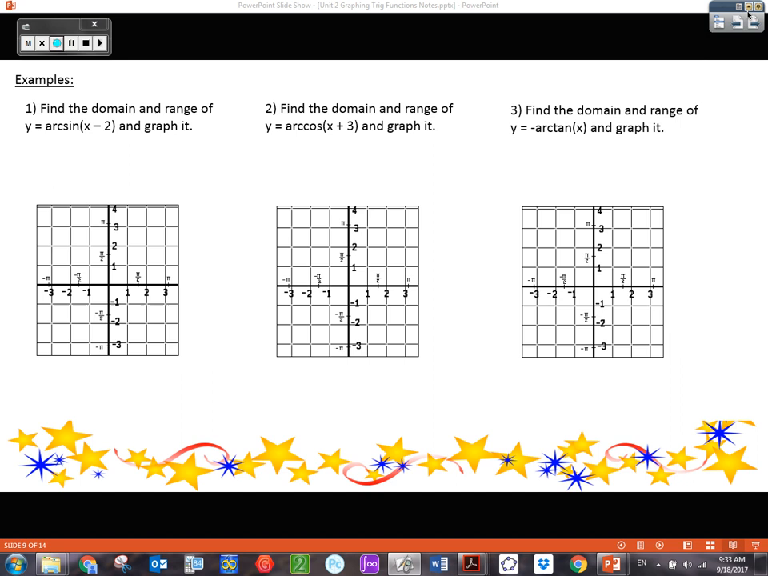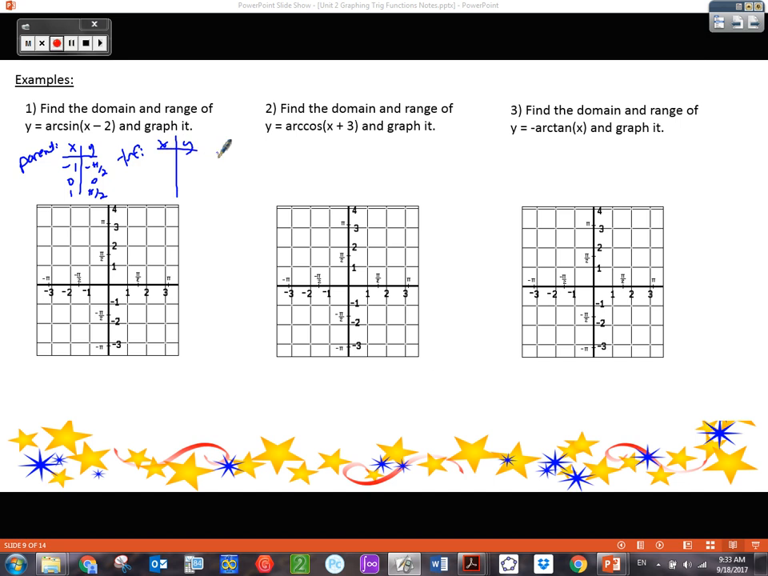We're asked to find the domain and range and graph arcsine of x minus 2. So I'm going to write the parent points. These are the arcsine points. So we did -1, 0, 1, negative pi over 2, 0, pi over 2. Those were our parent points for our arcsine. Now let's transform the points.